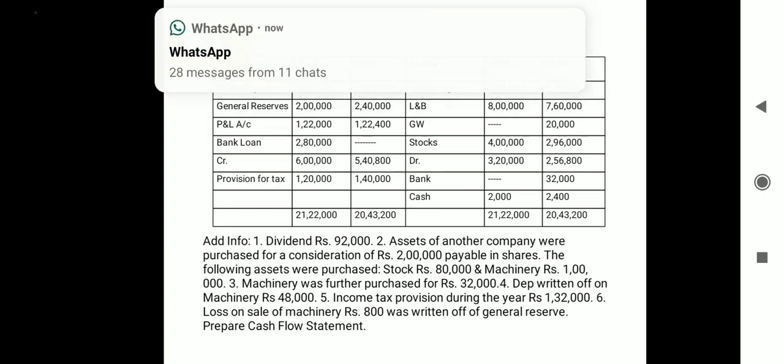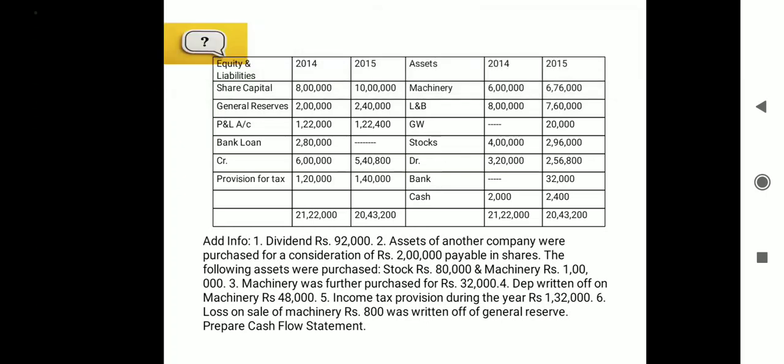Then next we have the general reserve. Here, in 2014 the general reserve is 2 lakh, and in 2015 it is 2 lakh 40,000. But if we check the sixth additional information, loss on sale of machinery, rupees 800, was written off from the general reserve. So we will work out in the working note how much we have actually transferred towards the general reserve during the year.